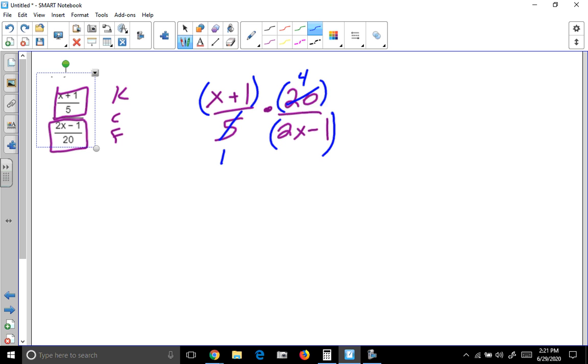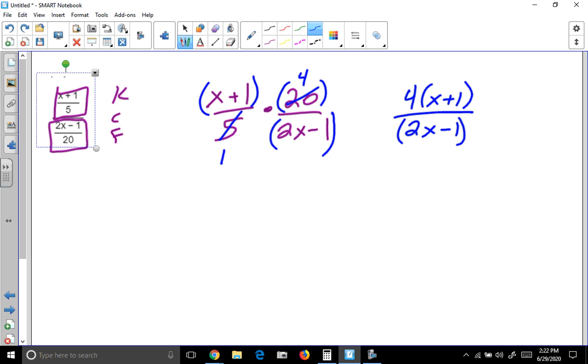Now we can't reduce anything else because this 2 is part of a term, so we can't use it to reduce that 4. This x is a term, so it doesn't reduce here. That 1 is a term, so it doesn't reduce. So we're left with a 4 on top times x plus 1, and on bottom we're left with 2x minus 1.